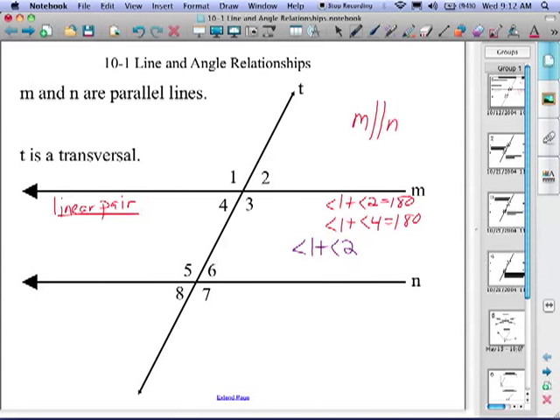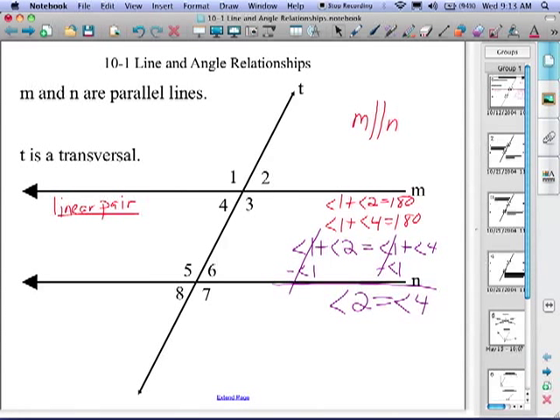Angle 1 plus angle 2 equals angle 1 plus angle 4, because they both add up to 180 degrees. 1 plus 2 equals 1 plus 4. If we subtract angle 1 away from both sides like we do with regular equations, the 1's go away, and we find that angle 2 is equal to angle 4. Very important to know that. Angle 2 and angle 4 are the same.